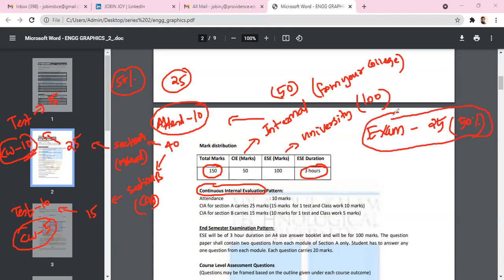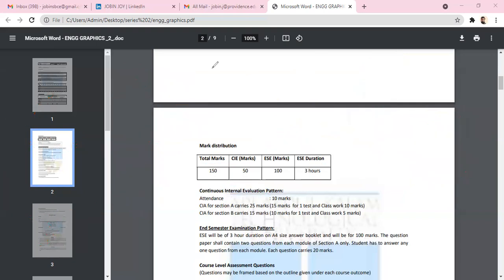In the exam there will be some difficulty in the question paper. This we can't predict, but in your hand, you can attend your class regularly and submit the work at the correct time, so that you will get 25 marks. That means 50%. So that's up to you.